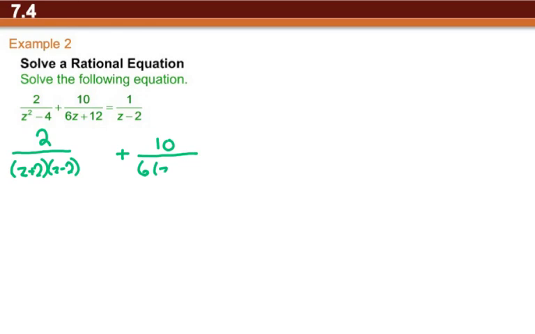So we have 6 times (z plus 2), and 1 over z minus 2. Nothing to factor out there.